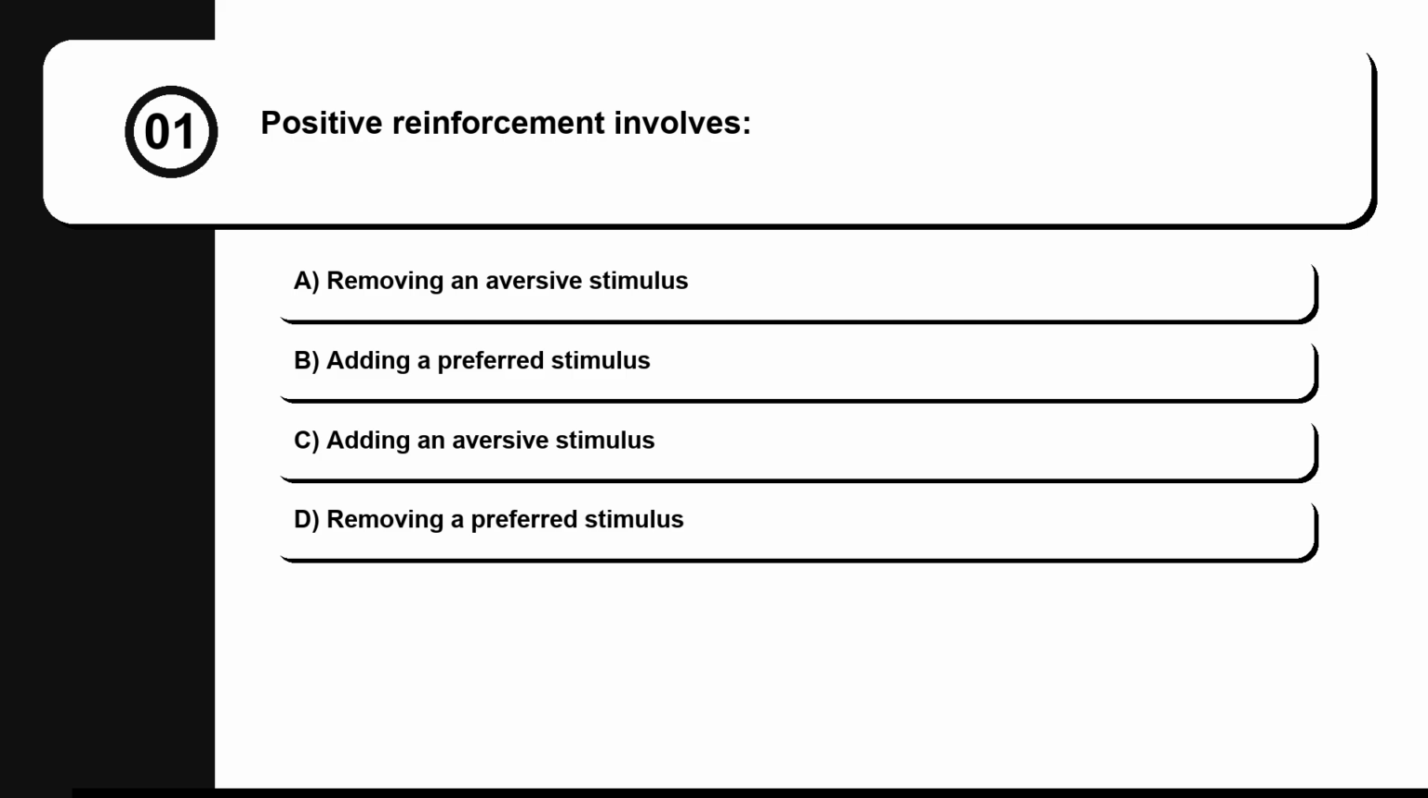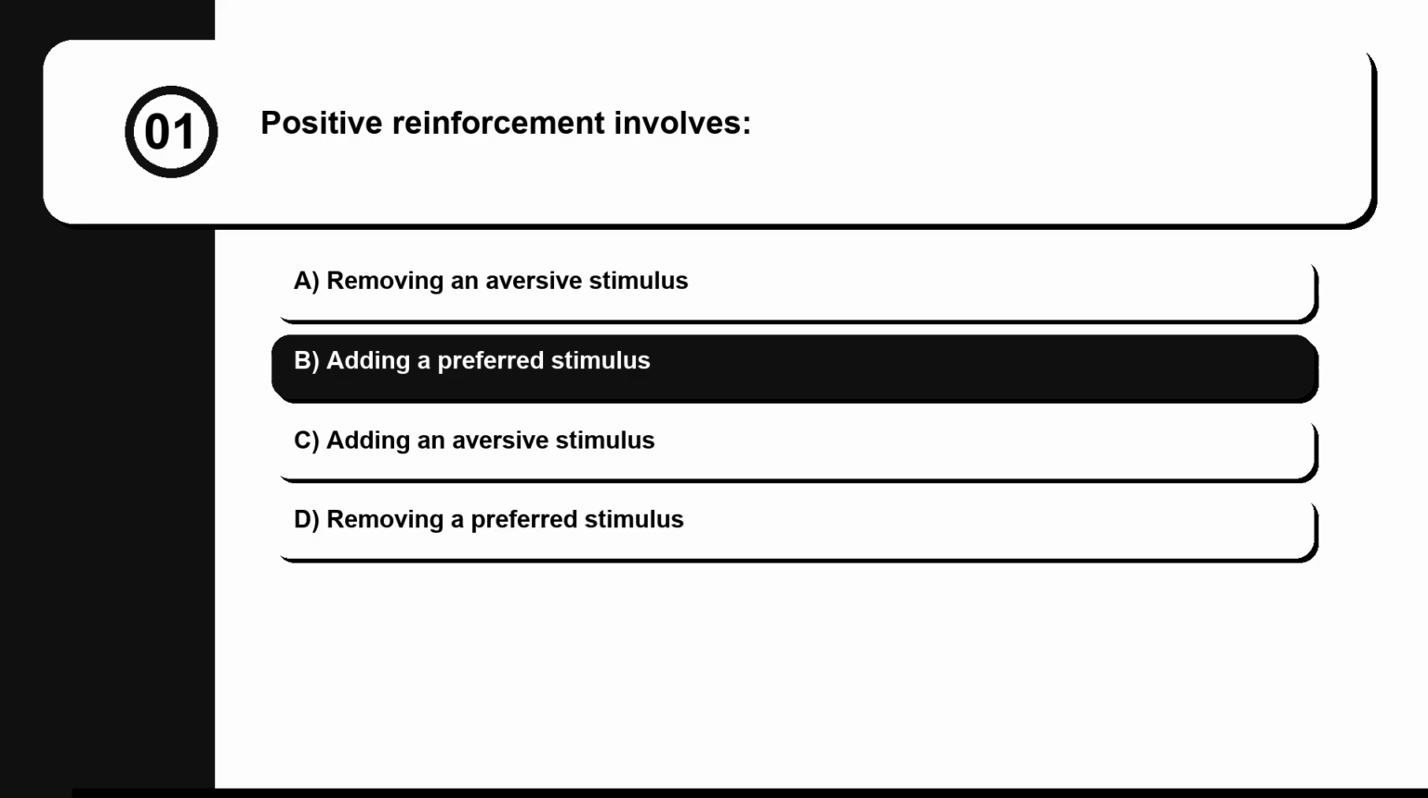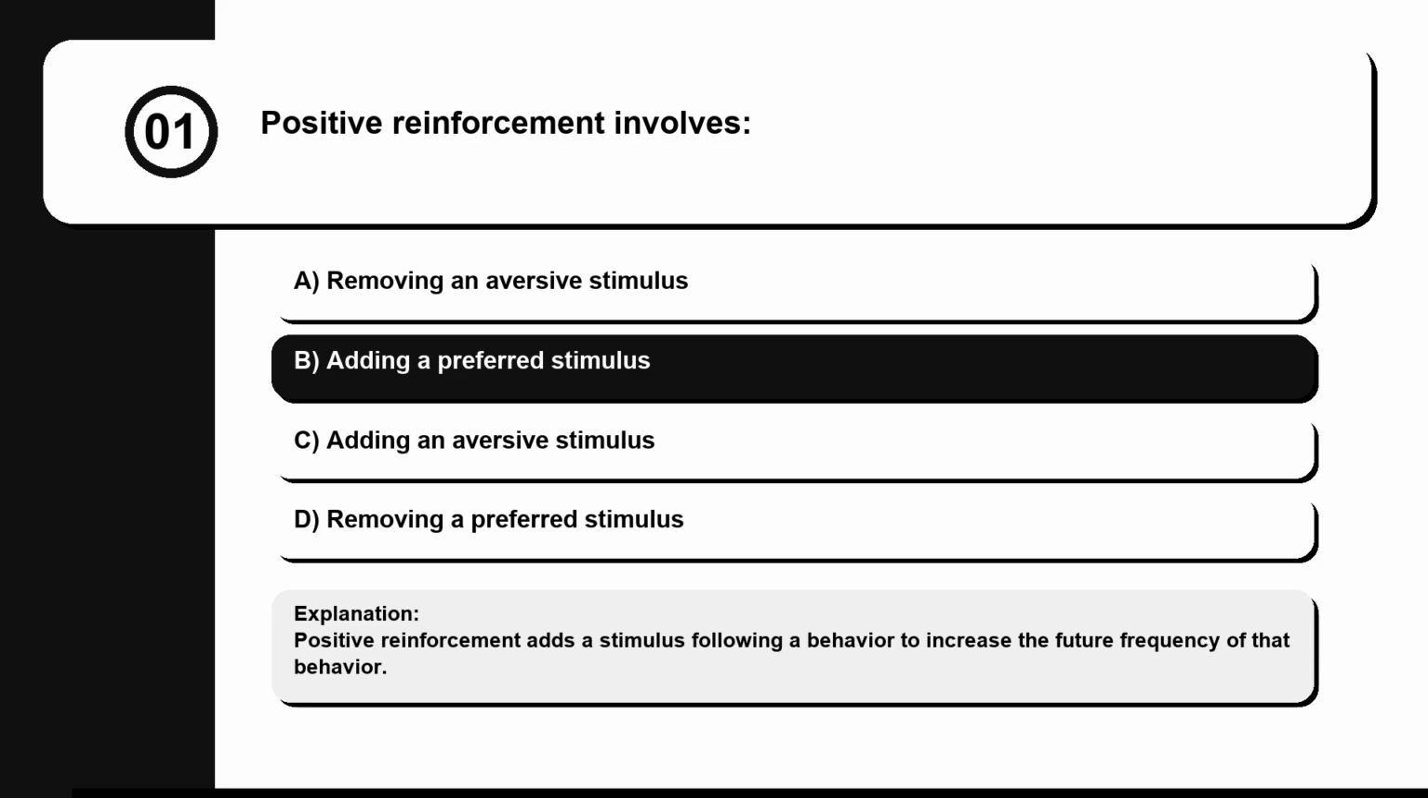Question 1. Positive reinforcement involves A. Removing an aversive stimulus, B. Adding a preferred stimulus, C. Adding an aversive stimulus, or D. Removing a preferred stimulus. The correct answer is B. Adding a preferred stimulus. Positive reinforcement adds a stimulus following a behavior to increase the future frequency of that behavior.